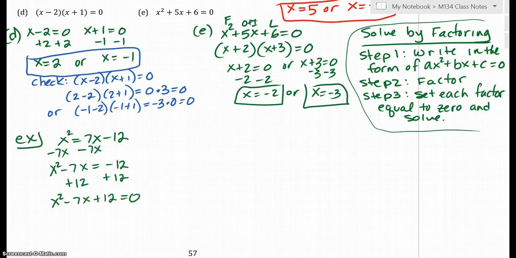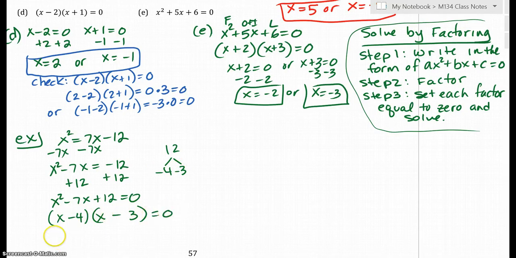Now I have done step 1. I wrote it in the form of ax squared plus bx plus c, where a, b, and c are constants. Now we can go ahead and do it how we did D and E. I'm going to factor it. Again, this is the first, so it's x and x. This is the last. I need 2 factors of 12 that add to 7. Oh, 4 and 3, isn't it? So it would be a 4 here and a 3. But I do need both of them to be negative because we want it to be a negative 7.